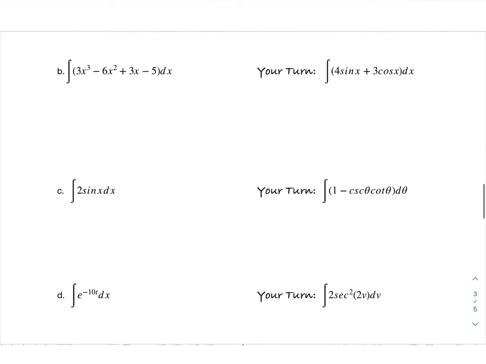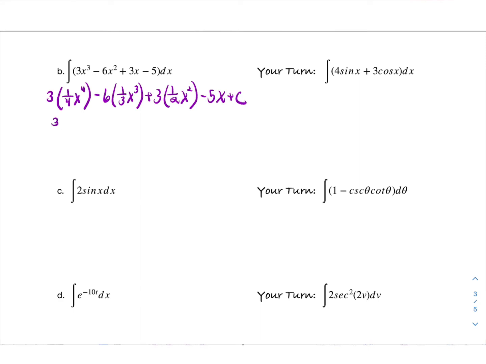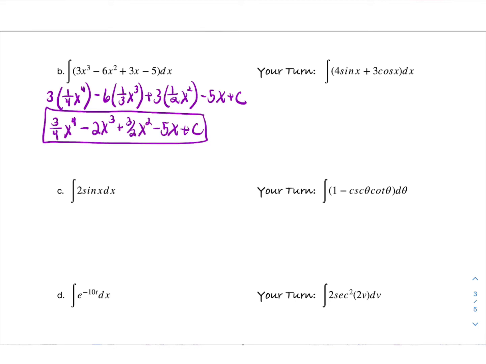All right. I want to figure out the integral of 3x cubed minus 6x squared plus 3x minus 5. So I take out the constant of 3. The integral of x cubed is 1/4 x to the 4th. Take out the constant of 6. The integral of x squared is 1/3 x cubed. Times 3 times 1/2 x squared minus 5x plus c. Simplifying that down, I get 3/4 x to the 4th minus 2x cubed plus 3/2 x squared minus 5x plus c.